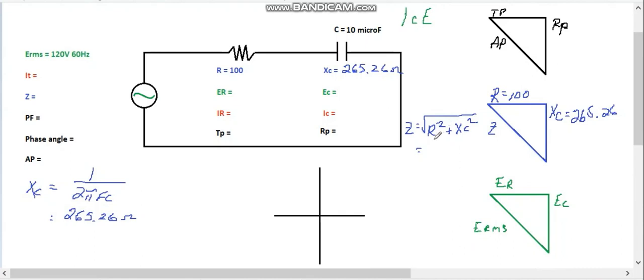Okay, so what did anybody get for Z? Square root of 100 squared plus 265.26 squared. 283.48. Thank you, Aiden. 283.48 ohms.